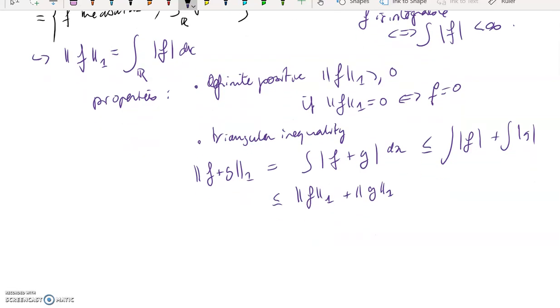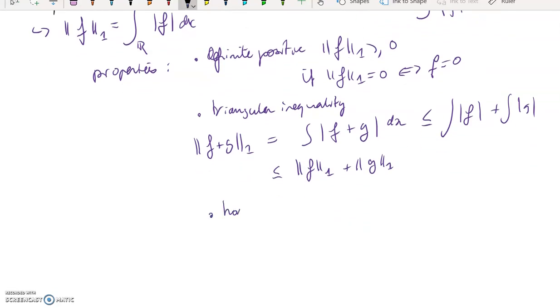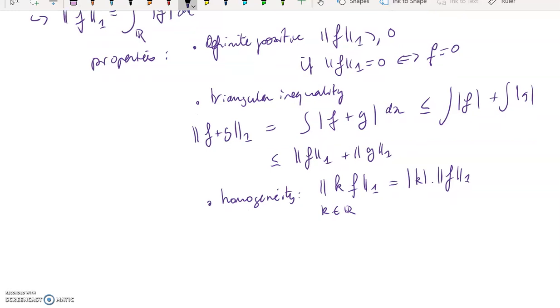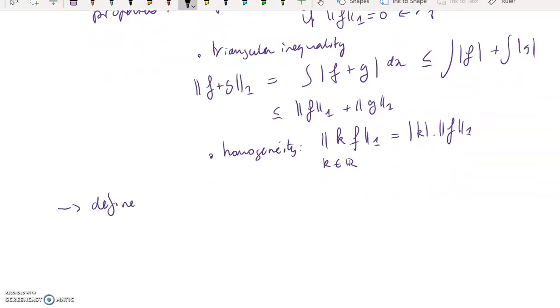Okay, and finally for a norm we need what's called homogeneity, meaning that if I multiply my function by some value k in R, where k is a real number, then this is equal to the absolute value of k times the norm 1 of f. Again it's trivial to show. And so using this norm, we can define a distance. The distance between two integrable functions, so the distance d1 in that case, is just given by the norm 1 of their difference. Okay, so that seems pretty nice.